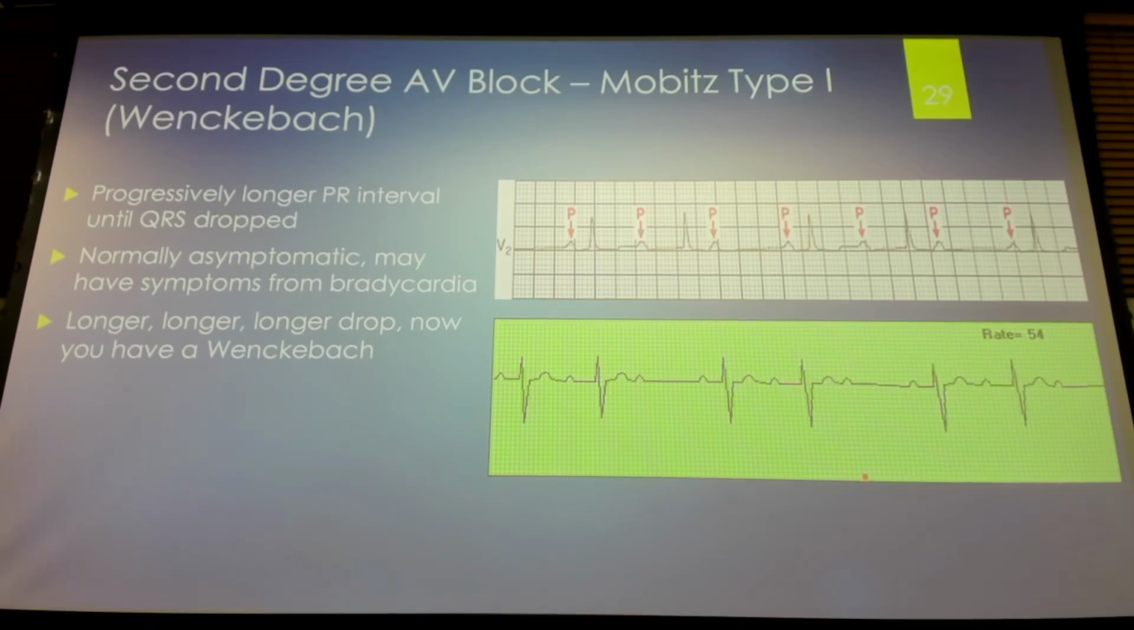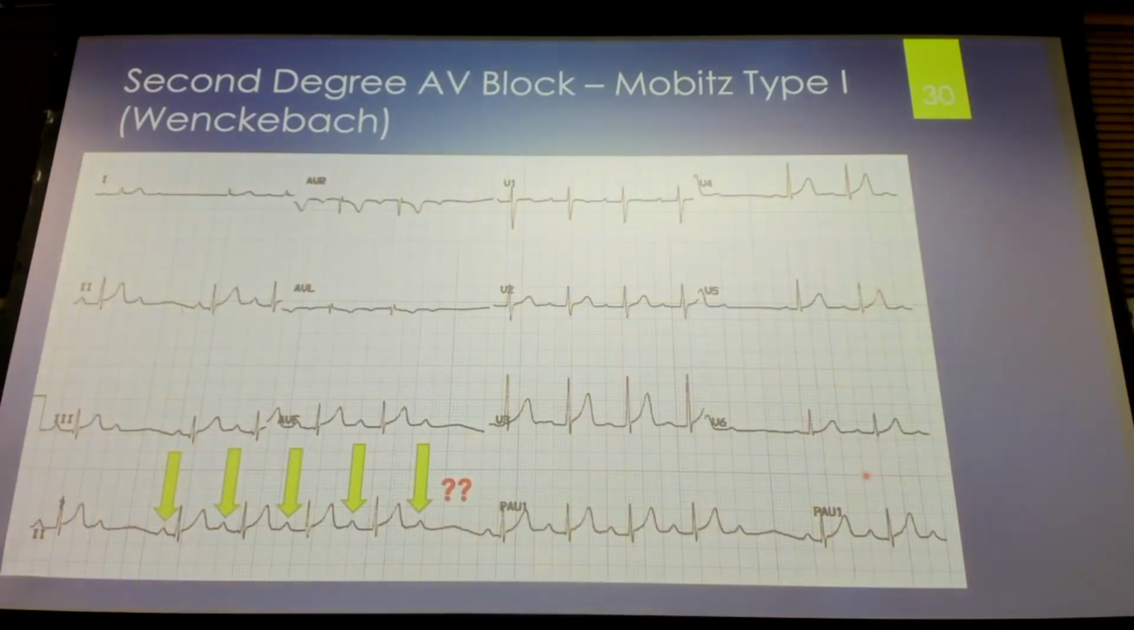When we're looking at our rhythm, we always say, do our QRSs have a P before them? Do our P waves have a QRS after them? If they don't, something is causing a block from the atria down to the ventricles, and it's going to be a P wave where the atria are depolarizing, but the ventricles are not depolarizing. Again, we think about longer, longer, drop, must be a Wenckebach.